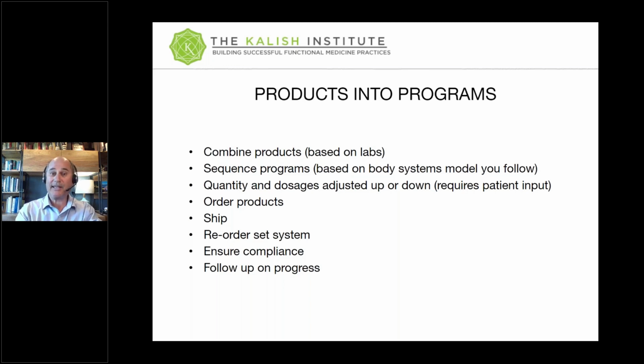We talked about sequencing a lot already: neuroendocrine, GI, or detox. That's my order. If you don't like that, make up your own order, but have a model that you follow. If you always do things differently on every patient, it gets kind of confusing. Are you going to vary the model?